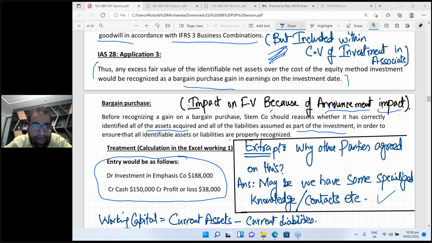What would be the description? Simply you have to write gain on bargain purchase. Yes, credit to P&L means gain on bargain purchase. Simply write the words gain on bargain purchase. And in the entry, we write P&L, profit and loss, meaning income.